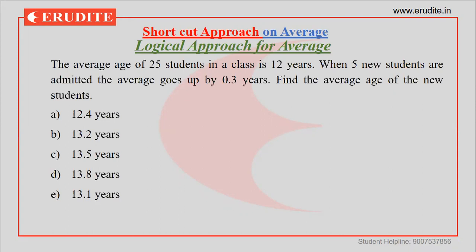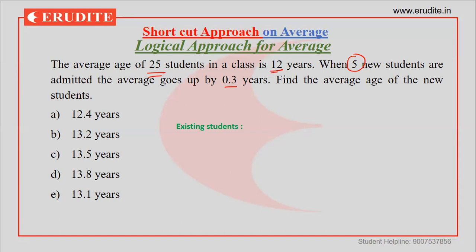Here, first of all, it has mentioned that 25 students are there, average age of 25 students is 12, and then 5 new students are added, and the average is going up by 0.3. In a good number of such cases, our major requirement is to understand what is happening. That means these 5 new students, whenever they are added, are taking this average up by 0.3. That means they are contributing more. So the concept of contribution is our important part of this approach.